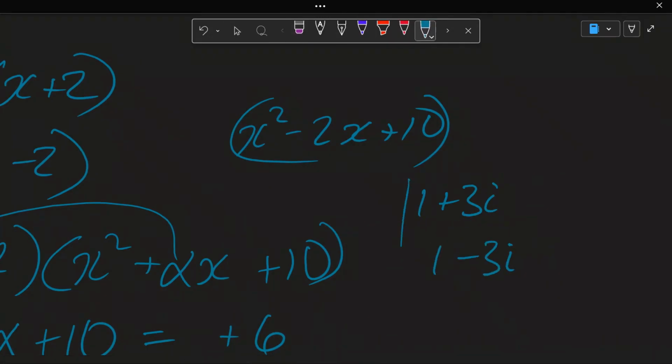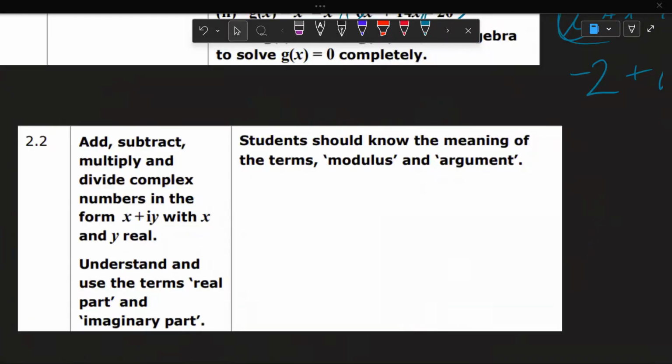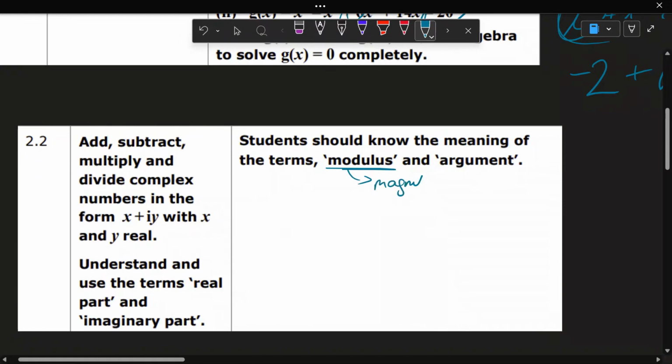So now this is where complexities start, because now we've got complex roots. These are just some key terms that you need to know. When it comes to complex numbers, your modulus is just the magnitude of whatever you have. That complex number, when you plot it on a graph, the argument is the angle that you make with the positive x-axis, or the real axis.